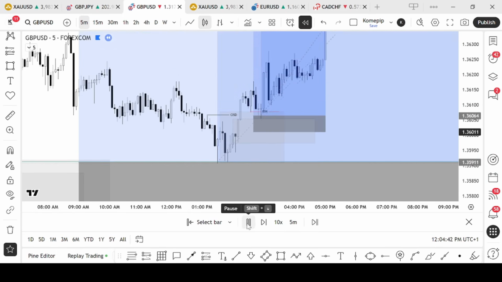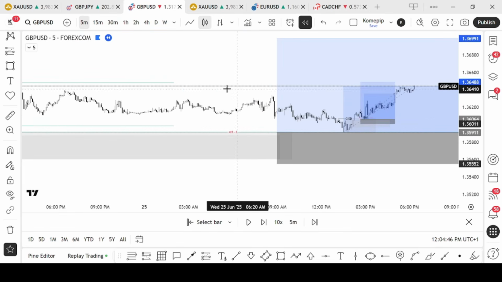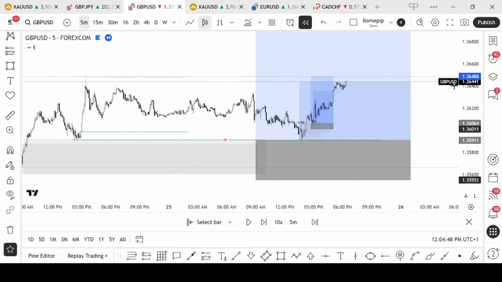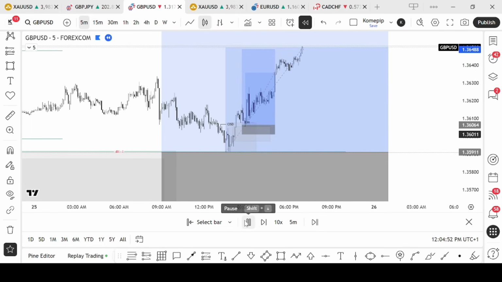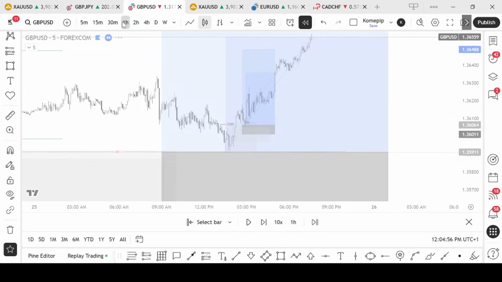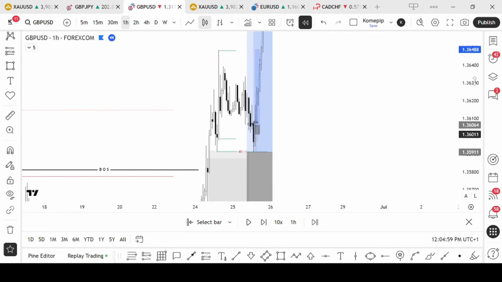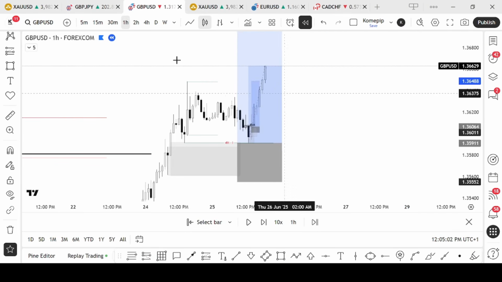All right, so for example, you see this one played out nicely and price had already hit TP. Remember, you don't just get drowned on the lower time frame. Remember, we are coming from where? The higher time frame. And of course, that was a very, very nice push.